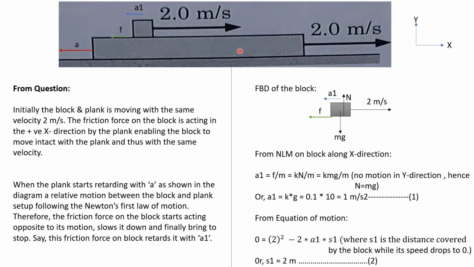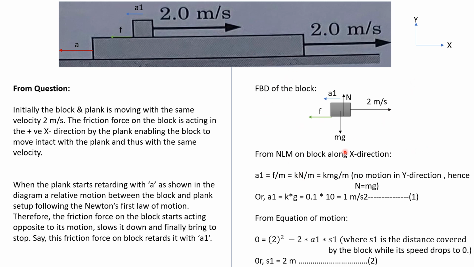But when this plank started slowing down, as per Newton's first law of motion, the block will continue to move with 2 meter per second. But this surface is rough, so it will provide a friction force now in the opposite direction to slow it down, because the relative motion between the block and the plank has set up, and the block is moving in the forward direction relative to the plank. So in the opposite direction, the friction force will act on the block. So that is what we have shown here.